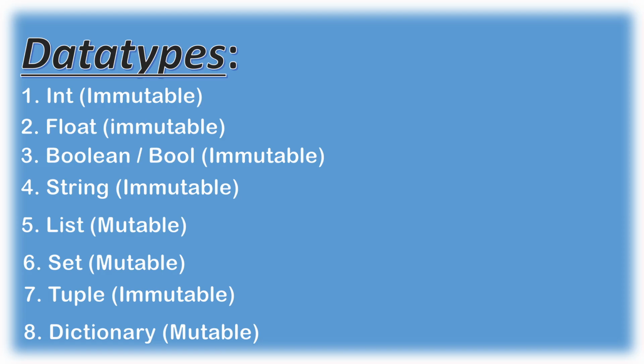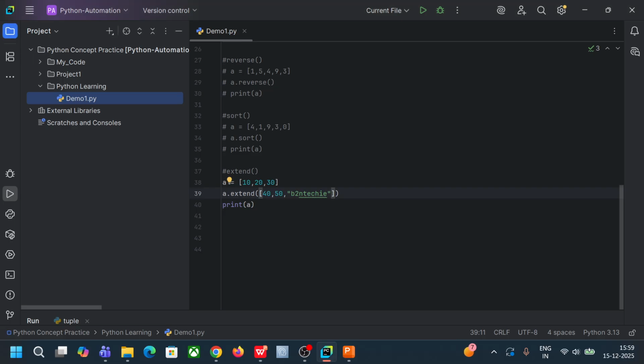What is set? Set is a data type. It is a combination of homogeneous and heterogeneous data. Alright. In set, duplicates are not allowed and indexing is also not possible. Insertion order is not maintained in the set.